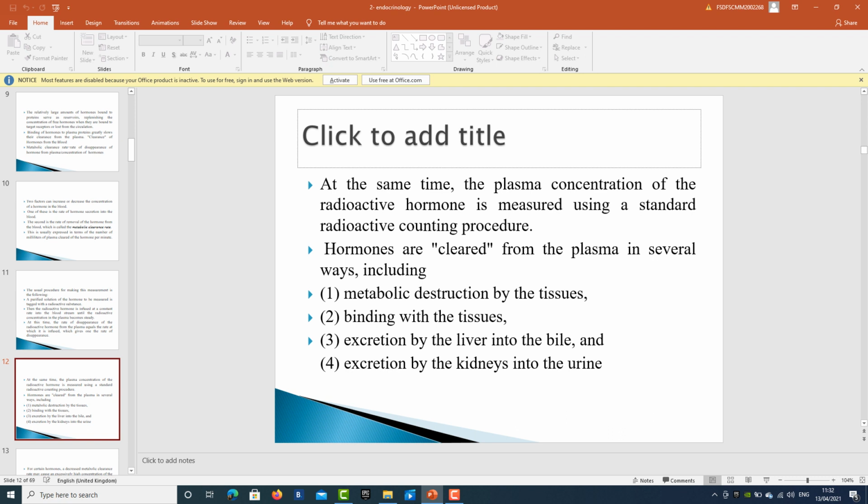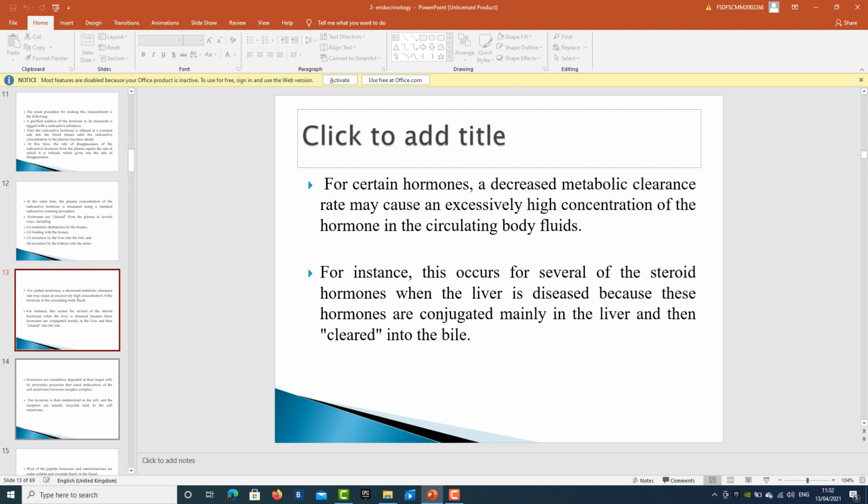Hormones are cleared from the plasma in several ways, including metabolic destruction by the tissues, binding with the tissues, excretion by the liver into the bile, and excretion by the kidneys into the urine. Now, for certain hormones, a decreased metabolic clearance rate may cause an excessively high concentration of the hormone in the circulating body fluids. For instance, this occurs for several of the steroid hormones when the liver is diseased because these hormones are conjugated mainly in the liver and then cleared into the bile.